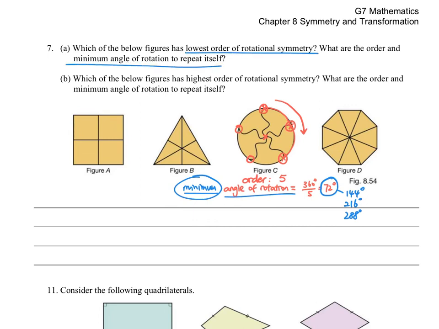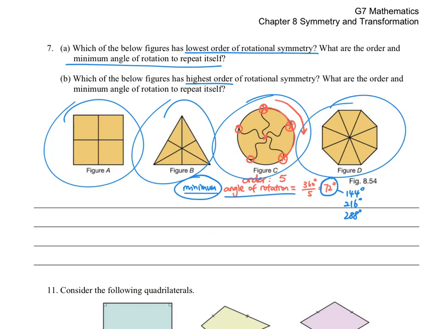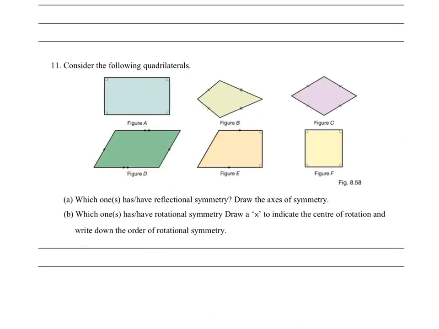For 7b, it only asks you for the highest order, so actually the same thing. You can calculate all the 4 and then you can judge which one has the lowest, which one has the highest. Then you can answer both questions easily. For number 11, I think the idea is just the same as previous questions. Okay, so I will only show you how to do figure F.